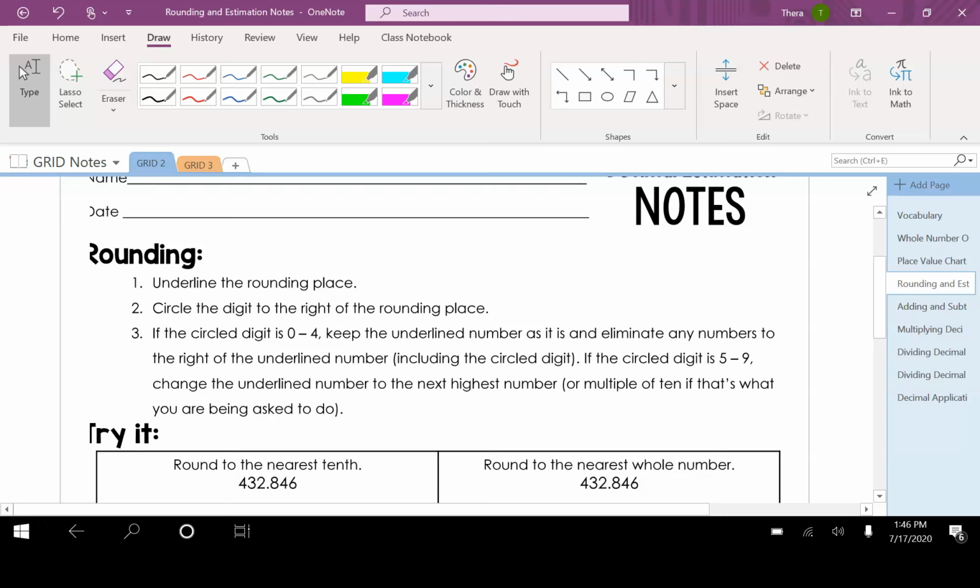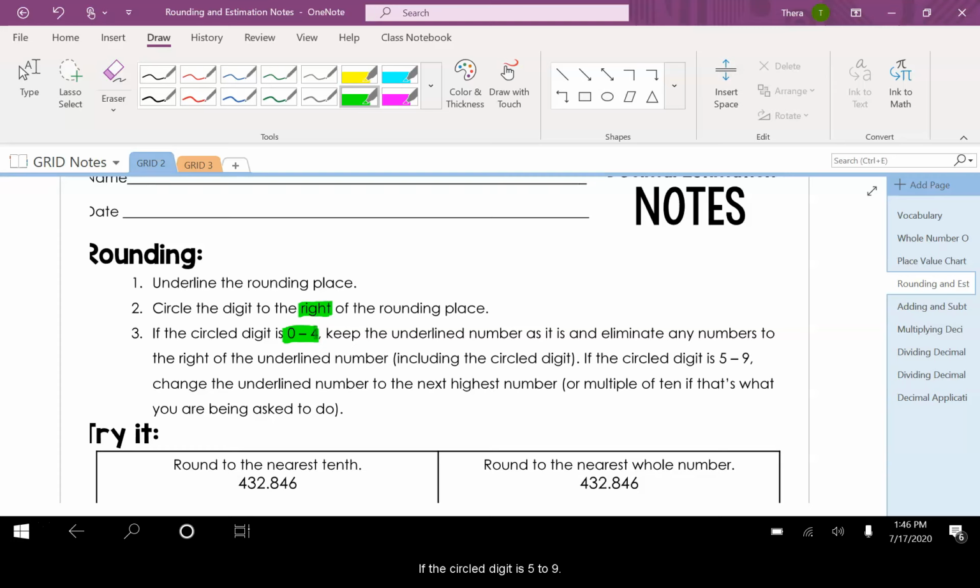For rounding, the first thing we need to do is underline the rounding place. Now, place, remember, is the location. Number 2, circle the digit to the right of the rounding place. Number 3, if the circled digit is a 0 to 4, keep the underlined number as it is and eliminate any numbers to the right of the underlined number. Eliminate means to change them to a 0.